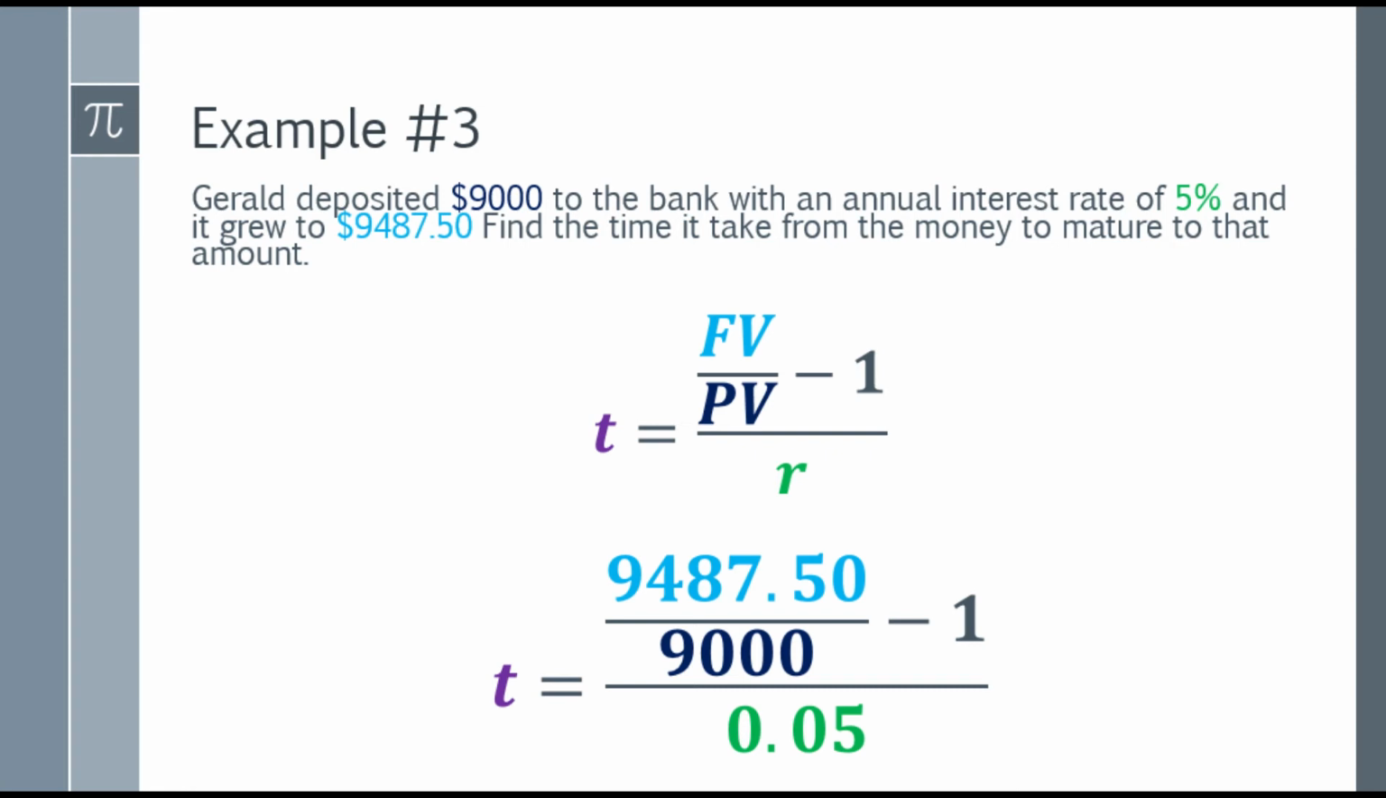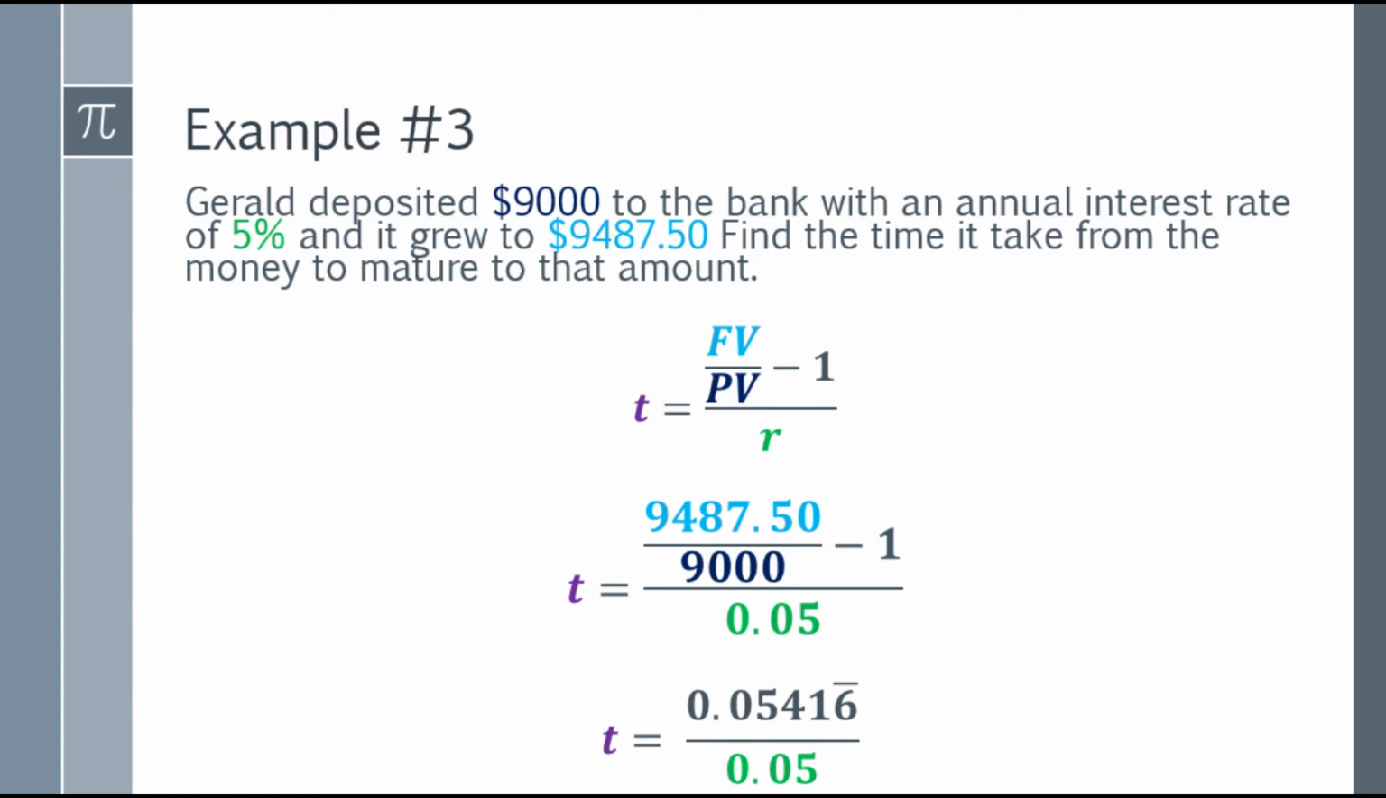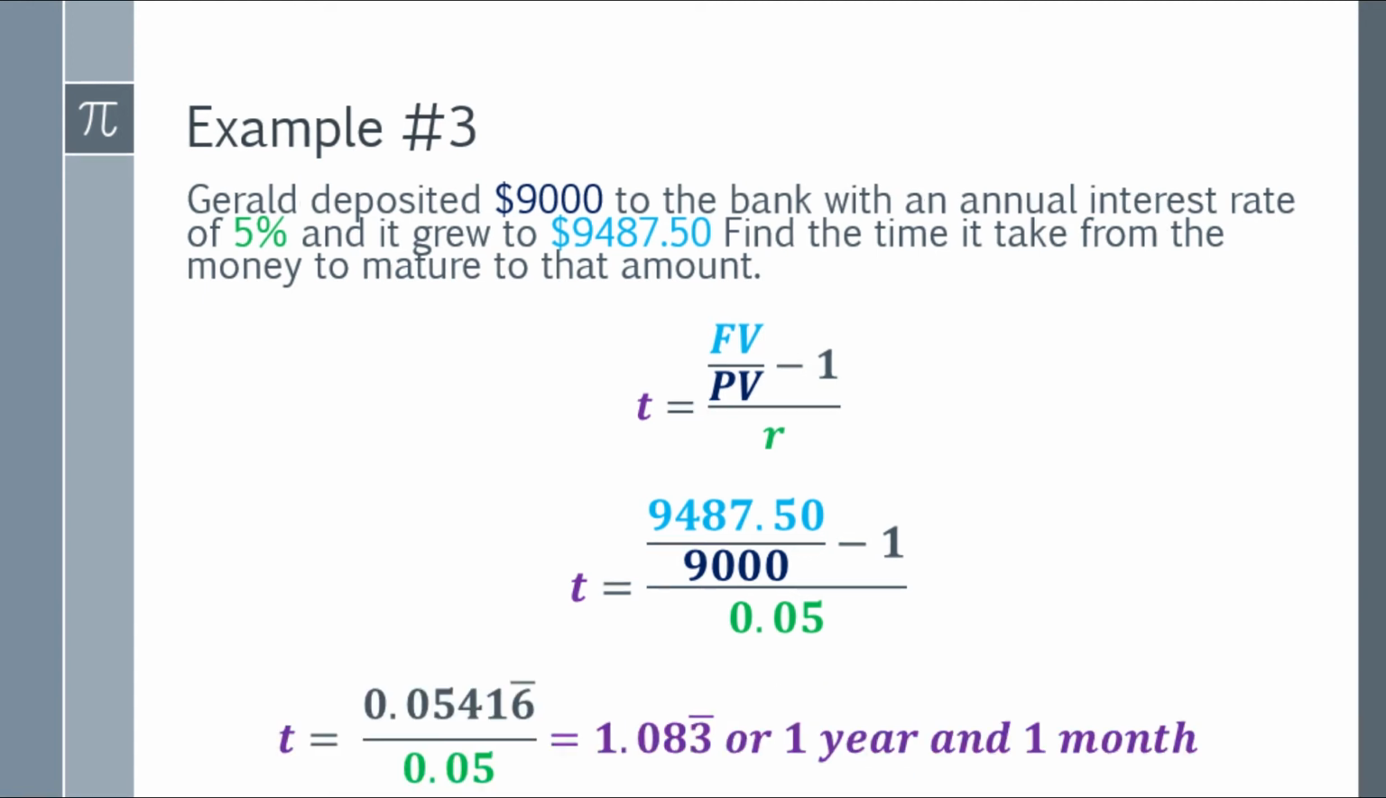The answer to that one, divide natin yung 9,487.50 sa 9,000, minus natin ng 1, and the answer will be 0.05416, repeating decimal. Yung sagot niya, ni-divide natin sa rate, which is 5%. We're going to change the rate na 5% to decimal form. That will be 0.05. So sa calculator nyo, that will be 0.05416, repeating decimal, so isagad nyo siya. Divide mo ng 0.05 and you will get an answer of 1.083, repeating decimal.